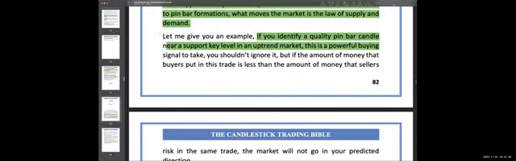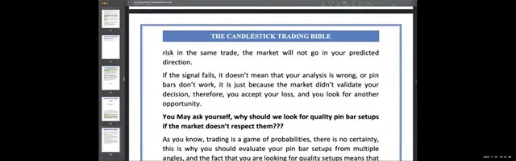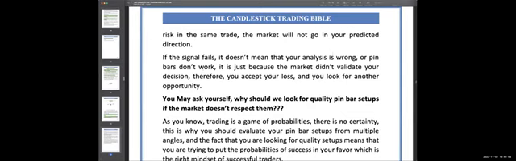Okay, so let me just mark until here. Everything I'm highlighting is just the main points which you need to also highlight on your side and take note of. If the signal fails, it does not mean that your analysis is wrong.